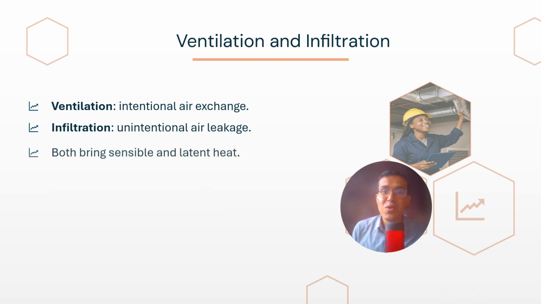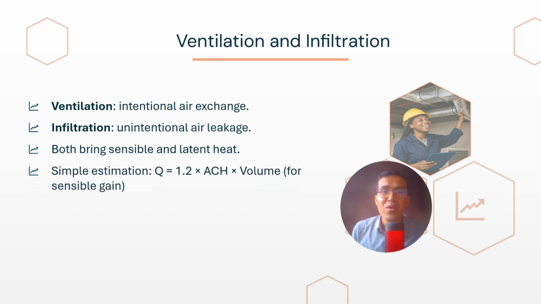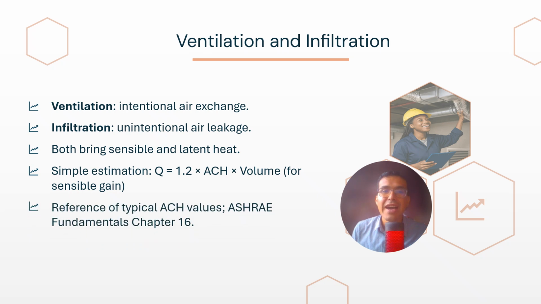While ventilation is easier to quantify and manage, infiltration varies with wind speed, building height, and pressure difference. A simplified formula for estimating the sensible heat due to infiltration is this one, where Q is the heat gain, ACH is the air changes per hour, and V is the volume. The factor 1.2 approximates the air density and specific heat. For latent heat gain due to infiltration or ventilation, a separate formula based on moisture content will be used. ASHRAE Handbook Fundamentals, Chapter 16, provides typical ACH values by space type.